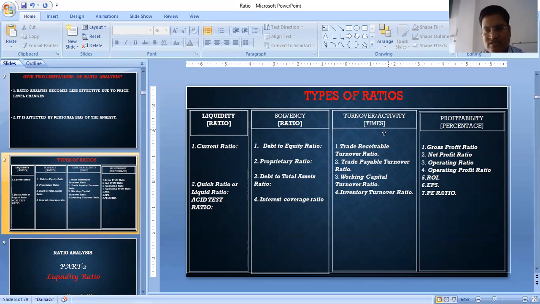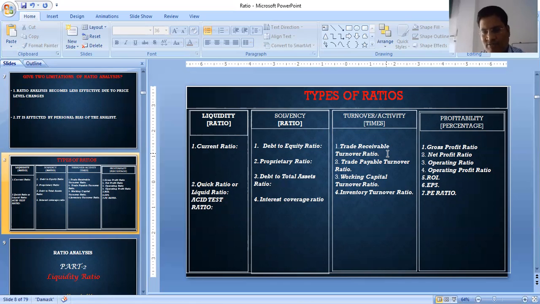Then you have turnover or activity ratios. As the word is turnover, it will be expressed in times. Trade receivable turnover ratio: how many times the debtors are paying the money in a year. Trade payable turnover ratio: how many times we are paying the creditors. Working capital turnover ratio: how many times our working capital is turning in a year. Inventory turnover ratio: how many times our inventories are changing.